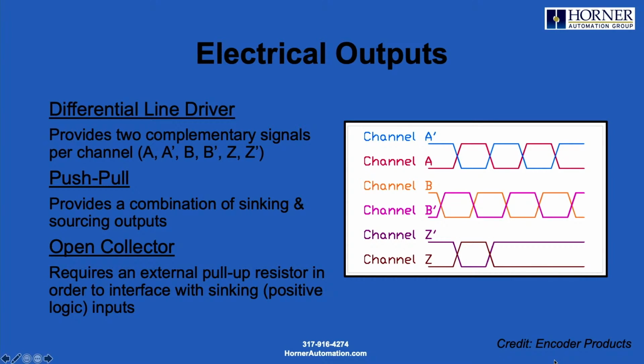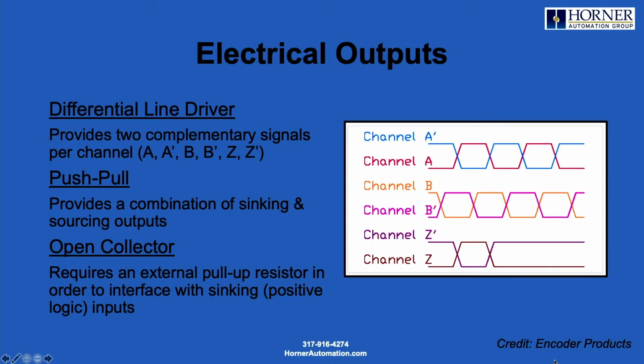Now, sometimes push-pull is also referred to as totem pole, but sometimes that has the implication of being 5 volts only. So if you do have an encoder that advertises a totem pole output, make sure that it's 24 volt compatible before you decide to integrate that with one of our products.